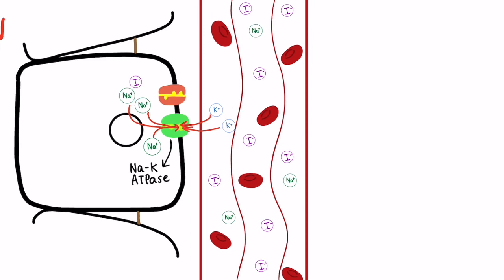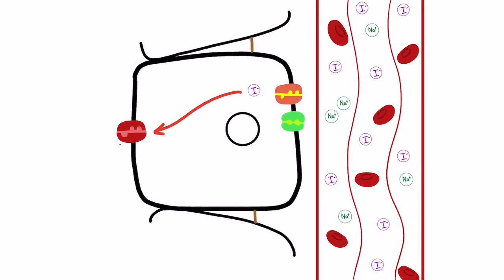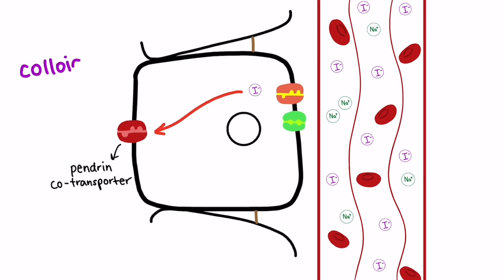The next step is the movement of the iodide ion across the cell to the apical membrane, where it is transported to the colloid space via the Pendrin cotransporter. One iodide molecule is transported into the colloid space in exchange for 1 molecule of chloride into the follicular cell. Now our enzyme, thyroid peroxidase, comes into play.